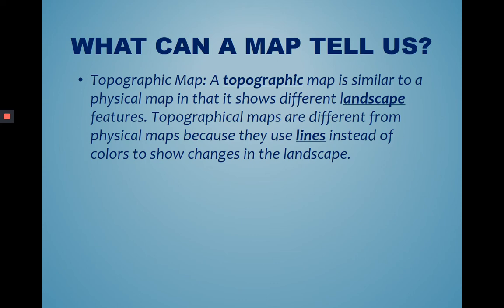Topographical maps are similar to physical maps in that they show different landscape features. But topographical maps are different from physical maps because they use lines instead of color to show changes in landscape.